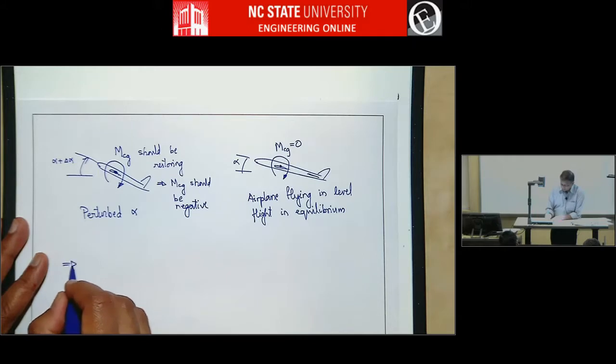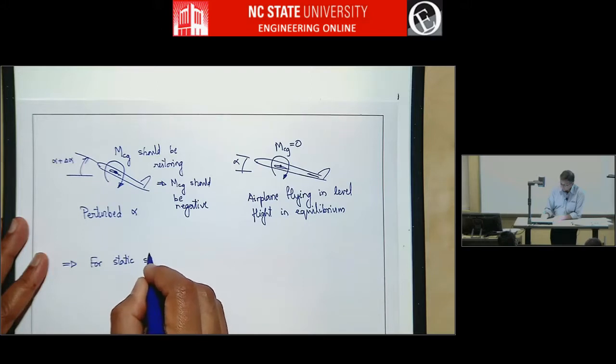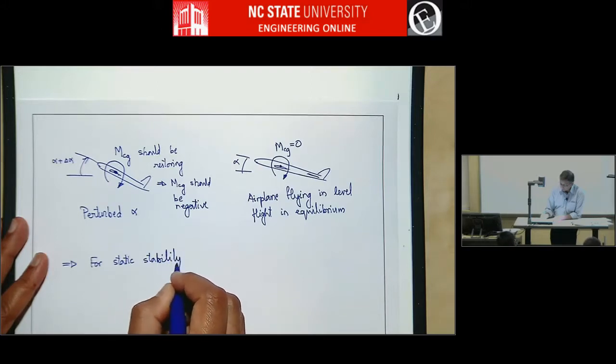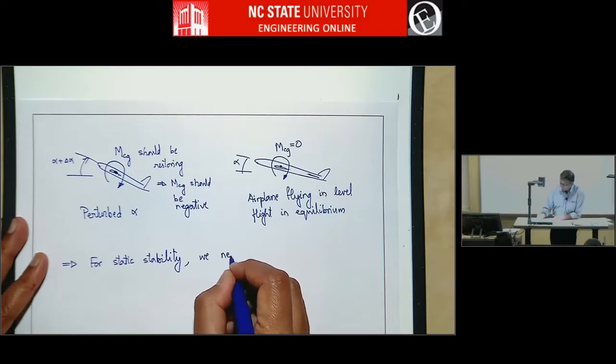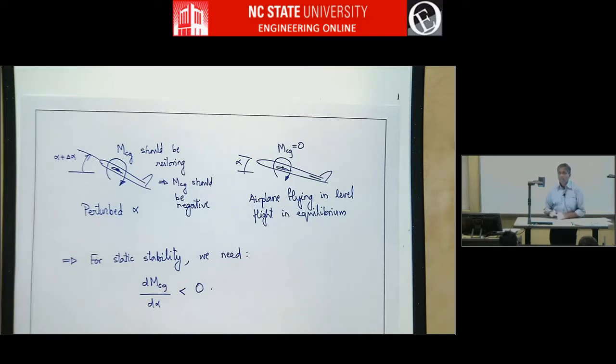So for static stability, we need dMCG over d alpha to be less than 0. That means if the alpha increases due to a perturbation, MCG should be negative, but if the alpha decreases, MCG should be positive.